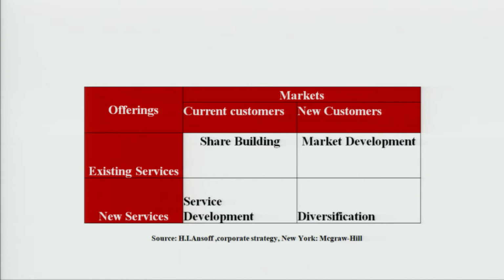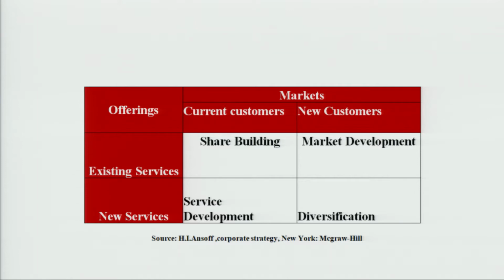Okay. Just look at the first quadrant, that is share building. It is all about the scenario of the current market, meaning the service provider is providing the current service to the current customers. That is all about share building, meaning the company is now offering some type of service to the customers and trying to build up the market share from that level of service.